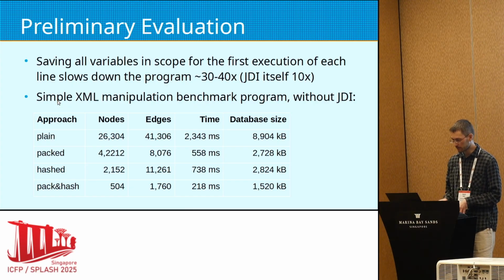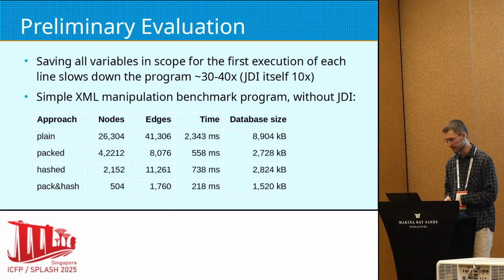Okay, so we performed a preliminary evaluation of our approach. We tried saving all variables in scope for the first execution of each line, but that slowed down the program like 30 or 40 times. Yes, so even after the optimizations, it's really slow. Just some anecdotal evidence, it slowed down the program before these optimizations like 3,000 times. So it was unusably slow. Now it's just slow. But the main problem is really technical, because just using the Java Debug Interface slows down the program 10 times without doing anything relevant. So this is just a technical thing. We should improve it in the future.